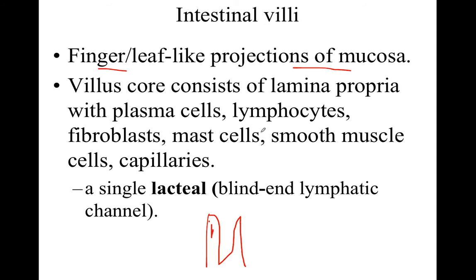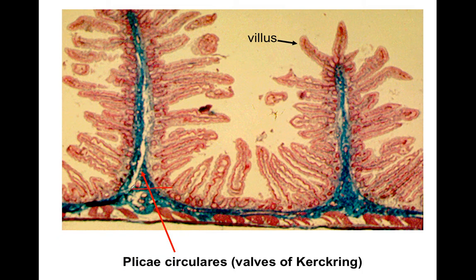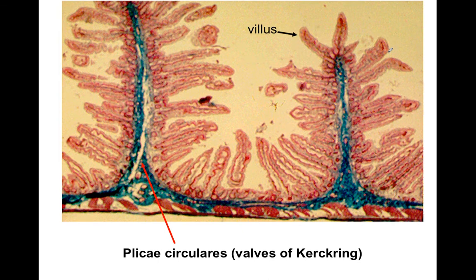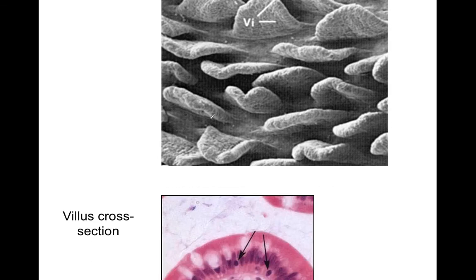Because the lamina propria is loose connective tissue, it has the typical connective tissue cells: fibroblasts, mast cells, smooth muscle, capillaries, and also a blind-end lymphatic channel, which we call the lacteal. See this one here, from here to here, this is the plica circularis, but this one here and this one here, we call the villi. See, this is the finger-like projection. We call it the villi.